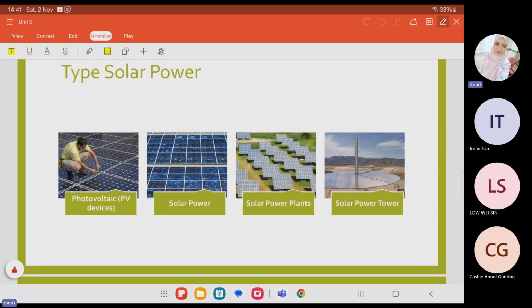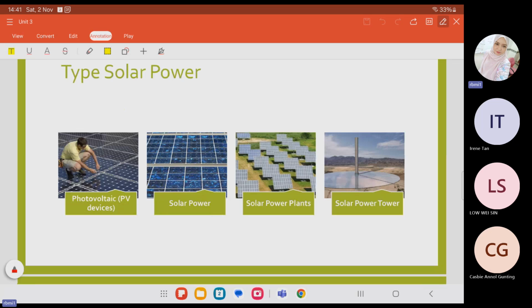Okay, the first one is on the PV devices or photovoltaic devices. The second is on solar power. The third one is the solar power plant. And the final one is the solar power tower.